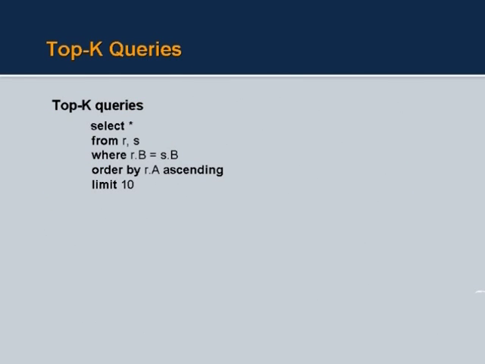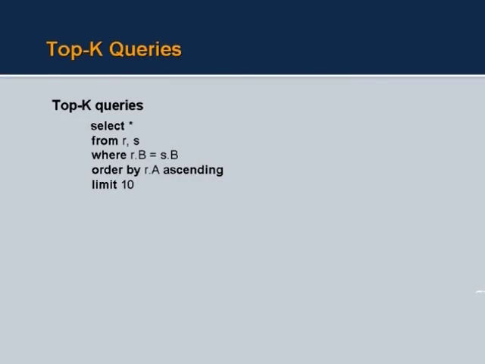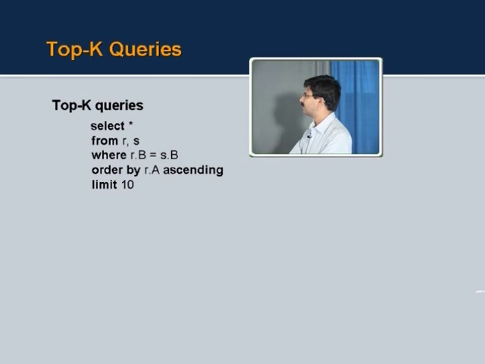Now this is another kind of query, which is a top k query. If I want to find the top few results in some order, without looking at all the results, in PostgreSQL as well as in Oracle and SQL Server, I can do this. Although the SQL standard does not allow this, most databases support this syntax. So here I'm saying select star from R, S where R.B equals S.B. That's anything. It's just a regular query. I have an order by clause, and then I say limit 10.